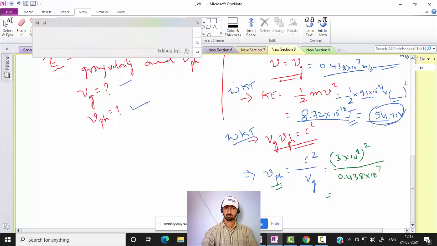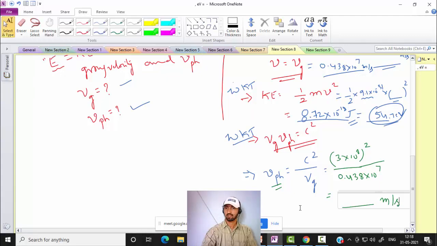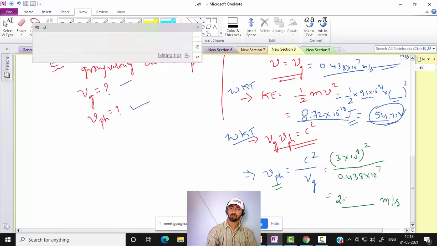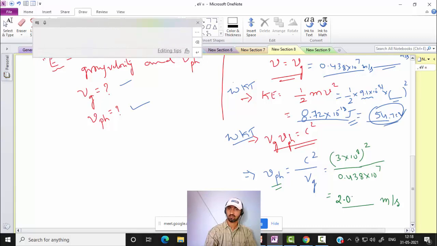Once you get the answer, let me know. This value will be in terms of meter per second velocity. 20 point something, 20.5 into 10 power 9. Correct, it is. I'll just take the one decimal point here. 20.5 you said, no? Yes, sir, 20.5. Okay. This will be 2.05 into 10 power 10.